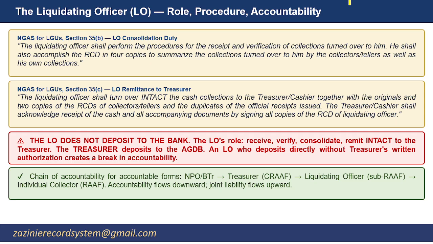A liquidating officer who deposits funds directly, without the treasurer's express written authorization, creates a break in the chain of accountability. Remember the flow: the National Printing Office, or the Bureau of the Treasury, issues forms to the treasurer. The treasurer issues to the liquidating officer. The liquidating officer issues to the collector. Accountability flows downward, joint liability flows upward. Next slide.